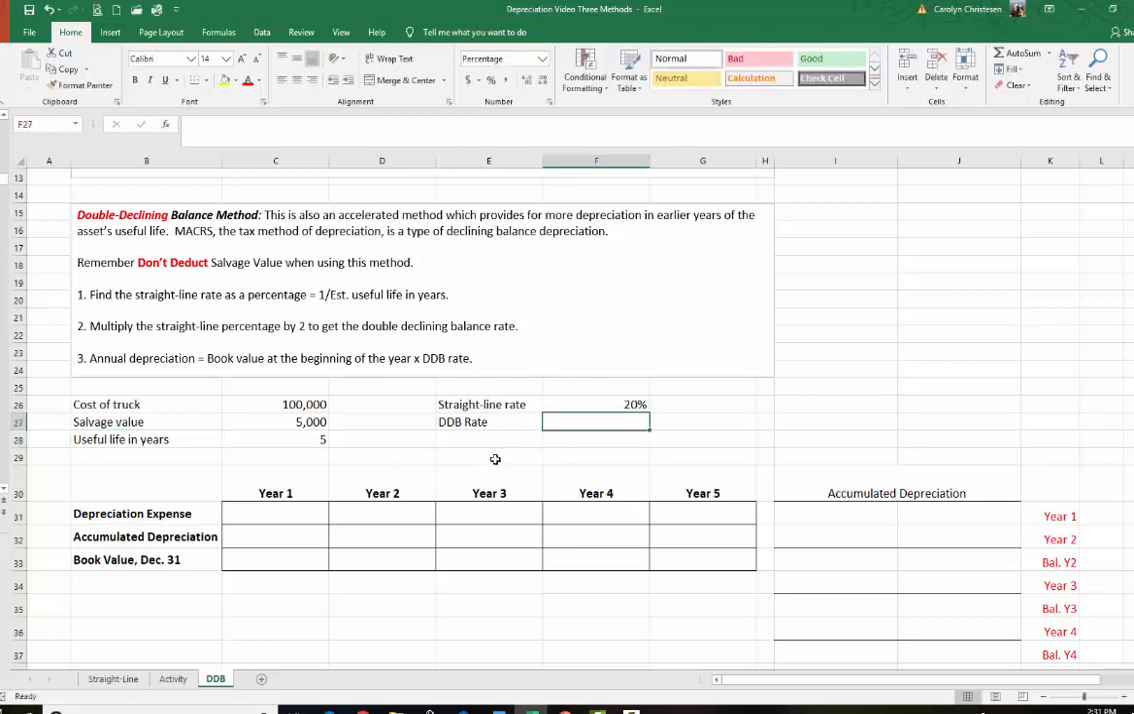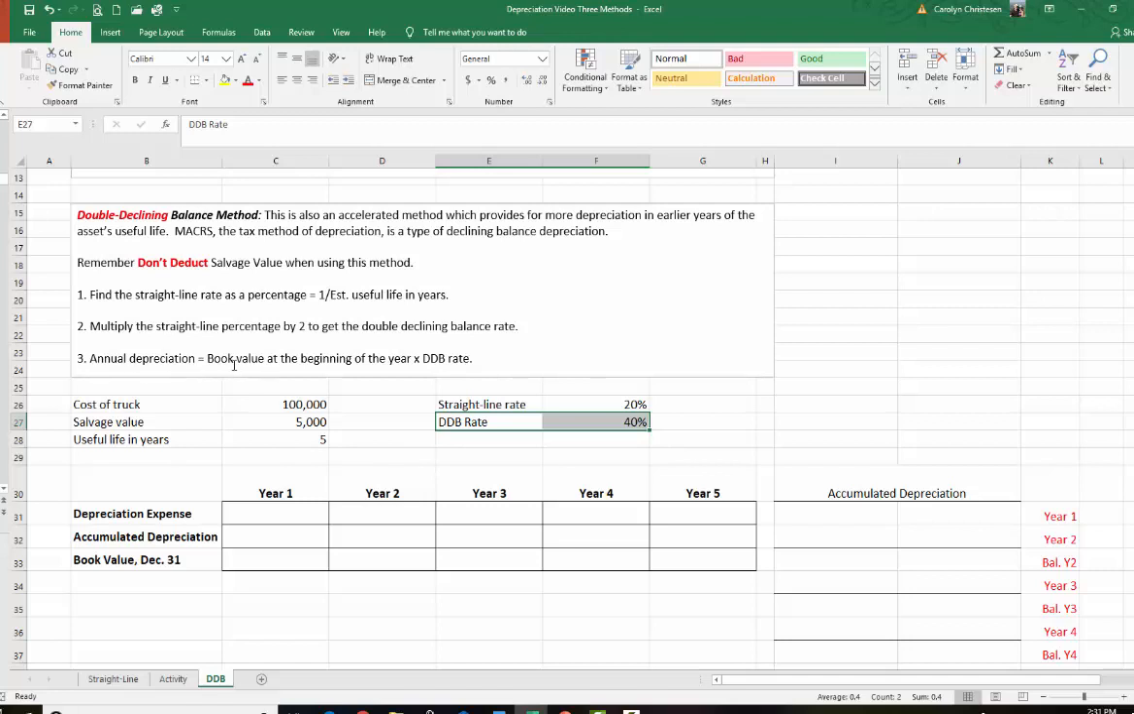20%. Our straight line rate is 20% a year. Our double declining balance rate is double our straight line rate, so it's equal to 2 times our straight line rate. So our double declining balance rate is 40%. That's the rate we're going to use in our depreciation calculations.